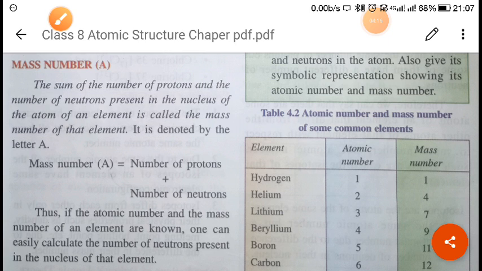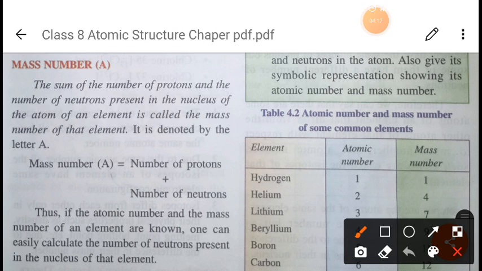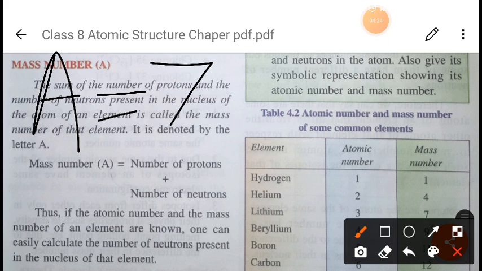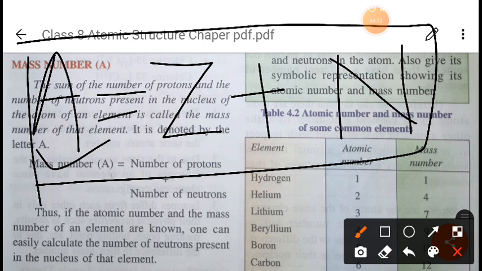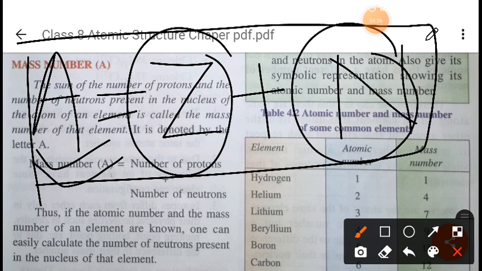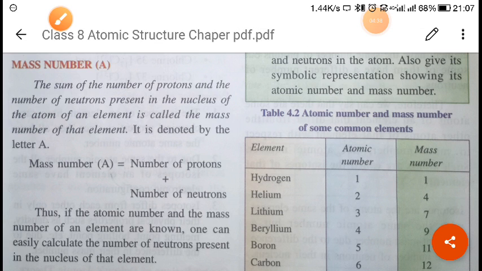What can we write? If the mass number is A, then it is equal to the atomic number, or number of protons, Z, plus the number of neutrons. Suppose the number of neutrons is n. So A, which is the mass number, is equal to the number of protons plus the number of neutrons. I hope you have understood this.